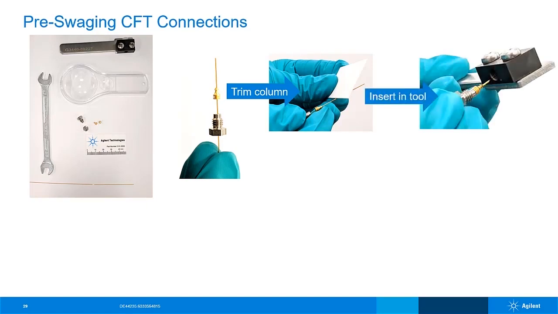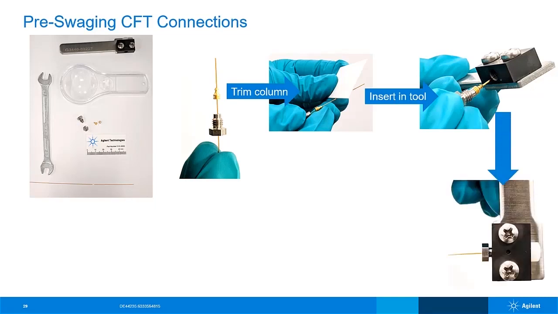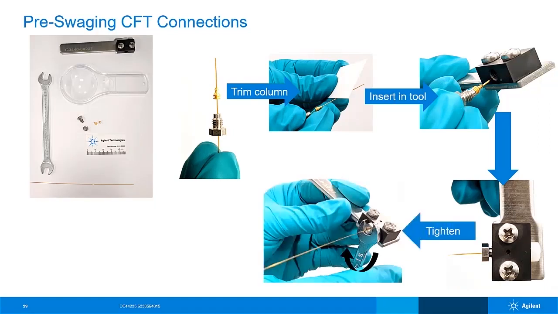Then insert the column, ferrule, and CFT nut into the swaging tool. Try to center the column in the middle of the tool as best you can. And be sure to keep pushing the column into the tool to make sure it doesn't slip out as you finger tighten the CFT nut into place. One way to make sure the column is at the right depth is to hold the tool upside down, so with the nylon nut facing down towards the floor, and you'll gain some assistance from gravity.